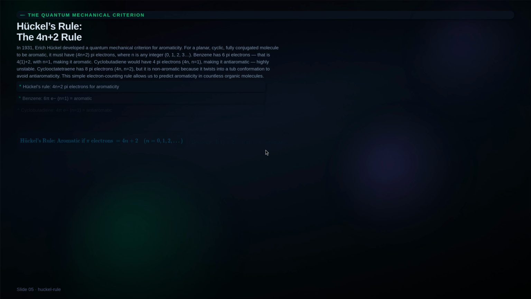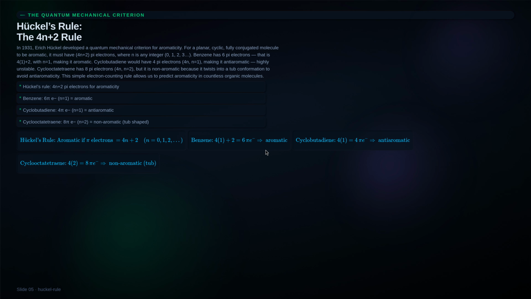In 1931, Erich Hückel developed a quantum mechanical criterion for aromaticity. For a planar, cyclic, fully conjugated molecule to be aromatic, it must have 4n plus 2 pi electrons, where n is any integer: 0, 1, 2, 3, and so on. Benzene has 6 pi electrons, that is 4 times 1 plus 2, with n equals 1, making it aromatic.